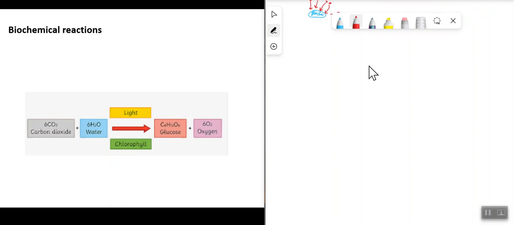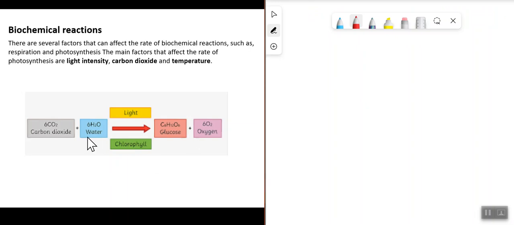So we have that one with the catalase. Then we have this one here. For example, if we think about photosynthesis, photosynthesis is a chemical reaction. Again, on the left-hand side you have the reactants, on the right-hand side you have the products, and in the middle you have the catalysts that get the reaction going. There are several factors that can affect the rate of a biochemical reaction, such as respiration. So we have respiration and photosynthesis, and this here is photosynthesis.